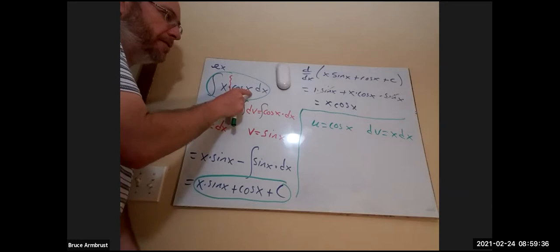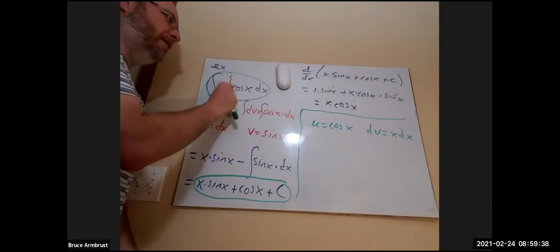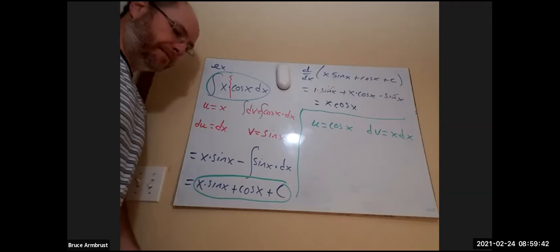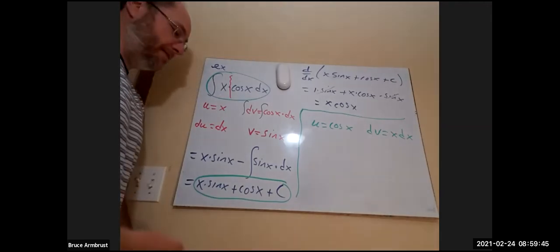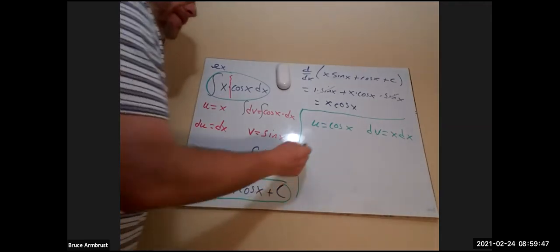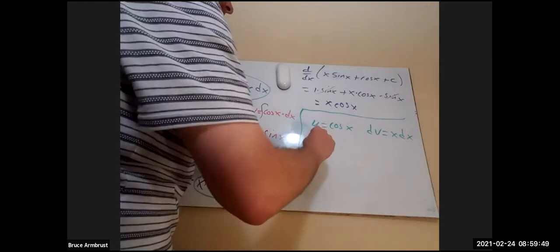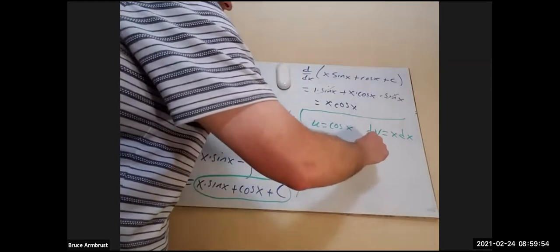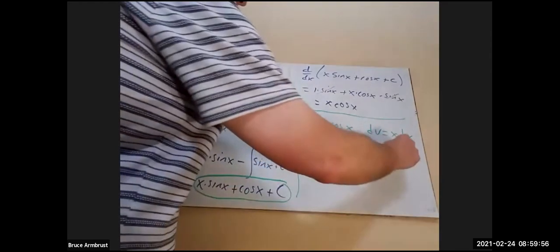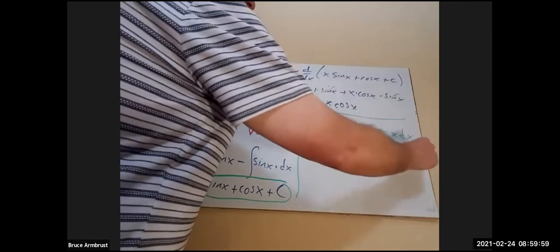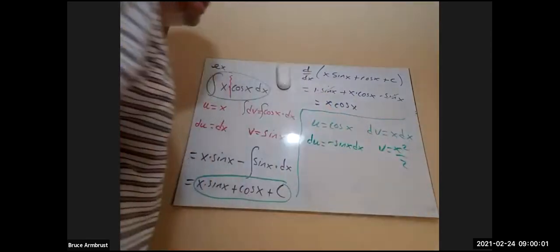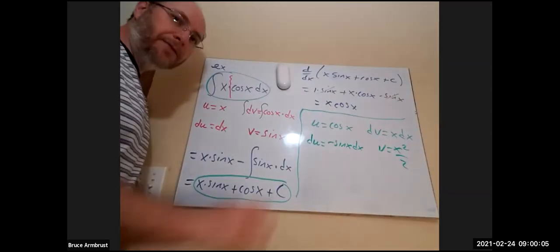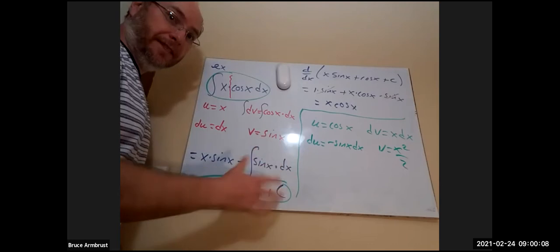So now I'm calling the cosine u, and then the rest of it, x dx, is my dv. So let's try doing the same thing. We need a du and we need a v. Well, these are also easy enough to get. Du is going to be a minus sine of x dx. And then v, if I integrate this, is going to give me x squared over 2. So that's what it would look like if we chose u and v differently.